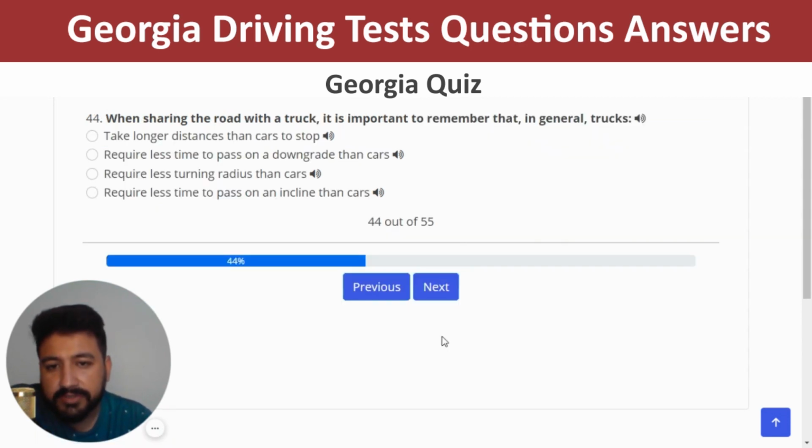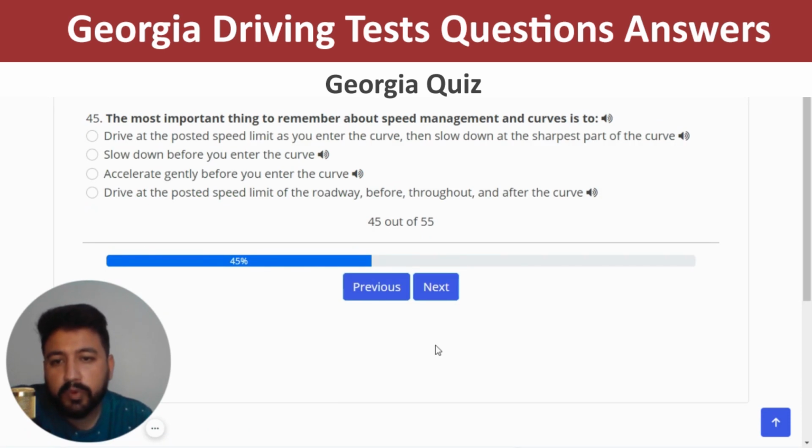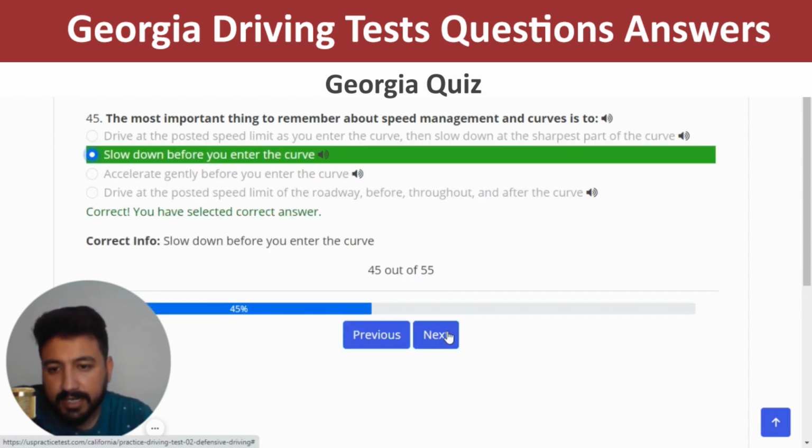When sharing the road with a truck, it is important to remember that in general trucks take a longer distance than a car to stop, which is the first option, right? And next. The most important thing to remember about speed management and curves is to slow down before you enter the curve, which is the second option. Yeah, I selected the right one.